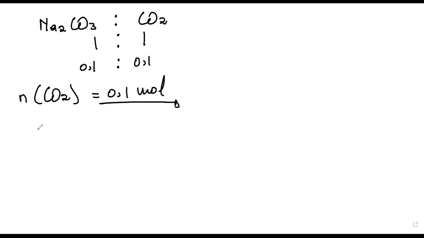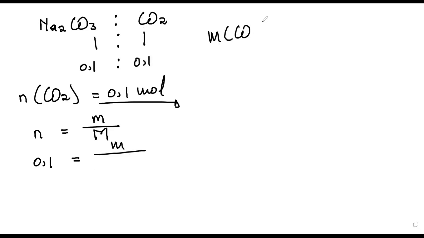So I have the number of moles. I can easily find the mass now. The number of moles will just be 0.1. I'm looking for the mass, but the molar mass I can always find. How? If I must find the molar mass of carbon dioxide, I'm just going to say the atomic mass of carbon is 12, and then I have 2 atoms of oxygen, each with a mass of 16.